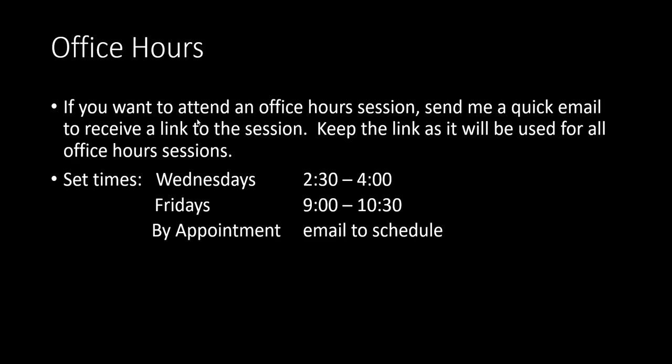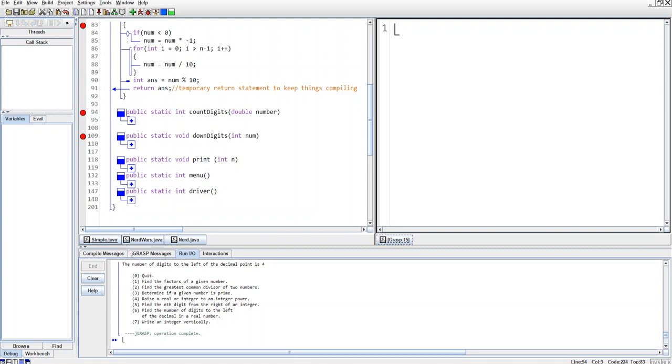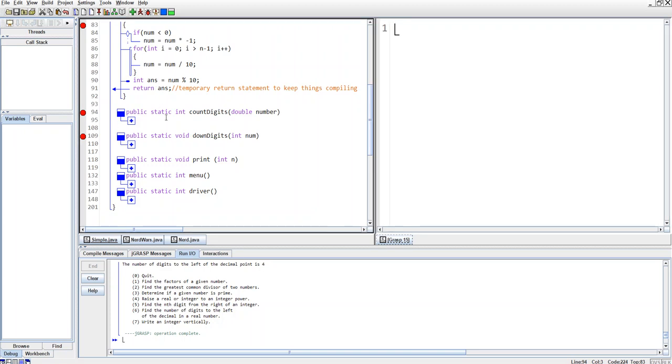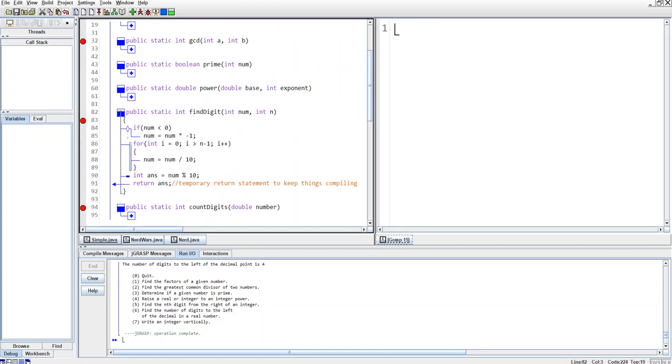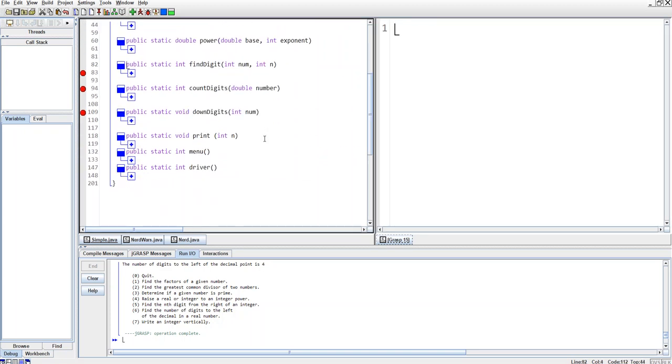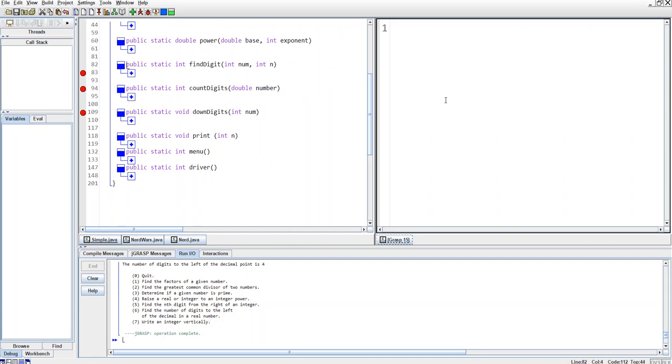So the last thing that we talked about was the simple lab. So let's just jump to that. And I have this pulled up here. Let's just make this smaller here. All right, so we talked about finding digits.